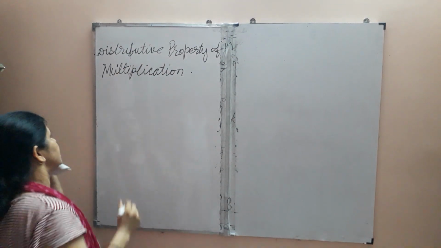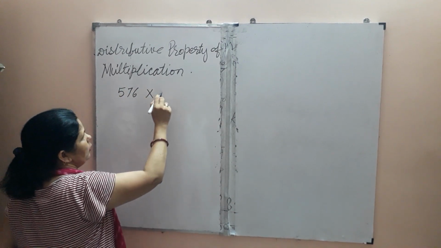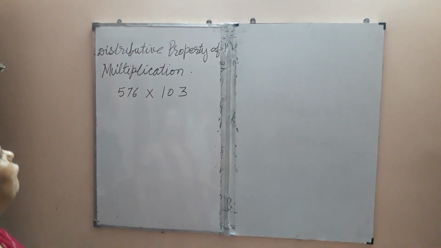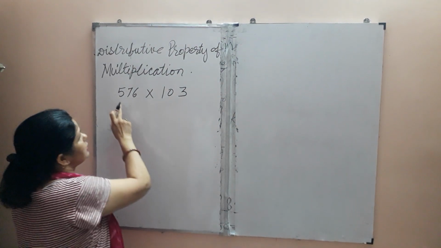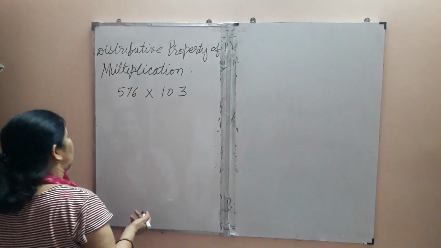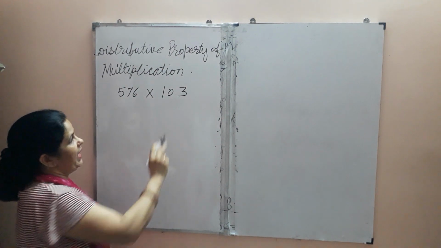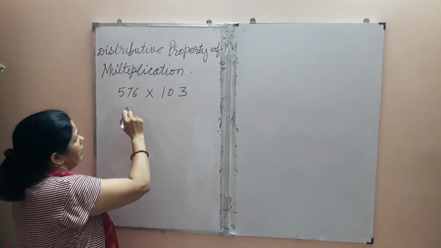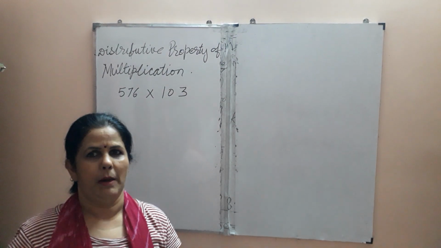Now, in this, suppose the question is 576 multiplied by 103. So in this we have to distribute one number. We can distribute this number or this number. Distribute means we have to write the number in expanded form. If we distribute this number, it will be 500 plus 70 plus 6. And if we distribute this number, it will be 100 plus 3. So we will try to distribute the number in which the factors should be minimum.